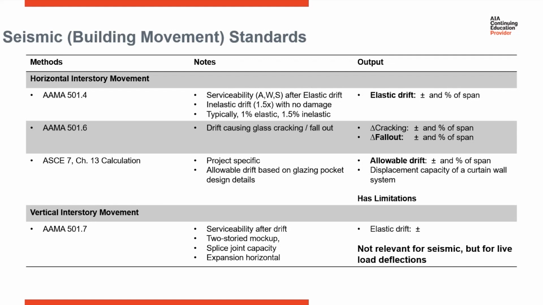So for horizontal movement, there's AAMA 501.4, which deals with serviceability after elastic drift. Normally you're going to test a 1% elastic drift and also look at a 1.5% inelastic drift. And you're making sure that after elastic drift the curtain wall still functions as intended by testing air and water performance. AAMA 501.6 deals primarily with the drift causing glass cracking and glass fallout.